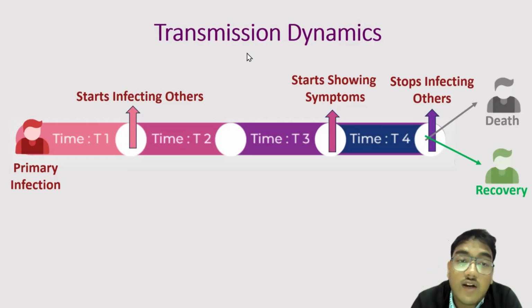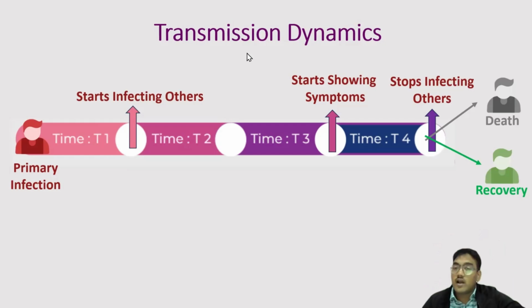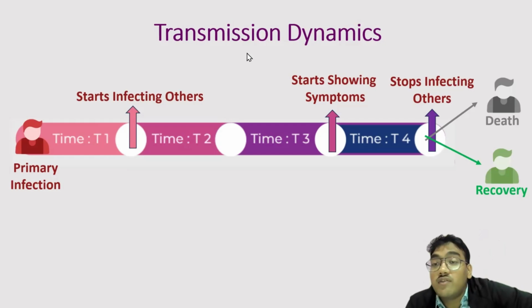So a person gets infected, and after a time T1 starts infecting others as the pathogen has multiplied sufficiently. Then the pathogen multiplies even more and causes toxic consequences. The person starts showing overt signs and symptoms of the disease. Then gradually the immune system tries to eliminate the pathogen. If it succeeds, the person recovers. If it fails, death, and the person stops infecting others. Clear?